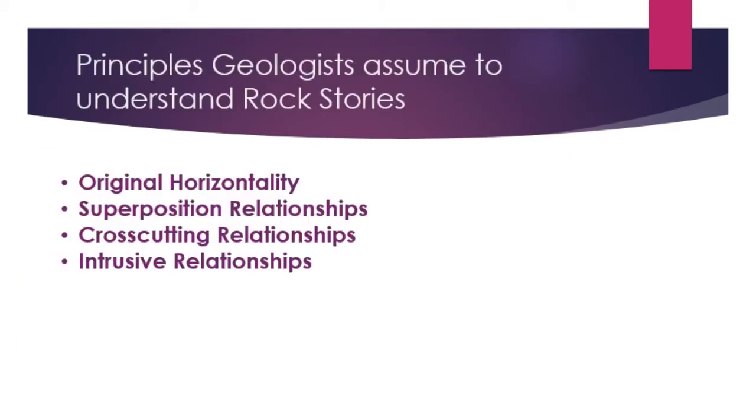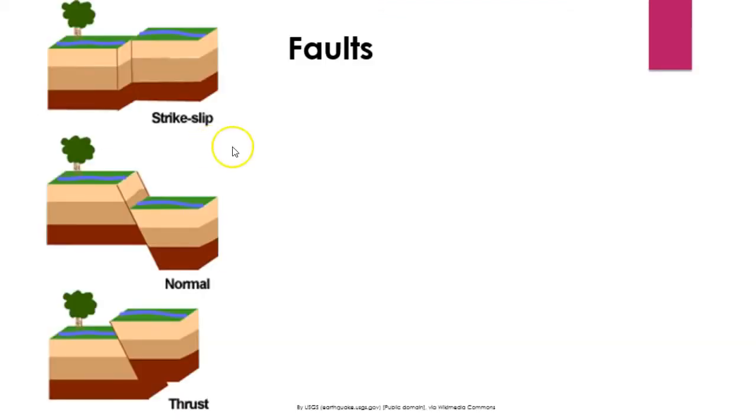The next principle is something called a cross-cutting relationship. And this is where you look at layers of the earth which have actually broken and slipped because they're not held together anymore. And here's a good picture to illustrate this.